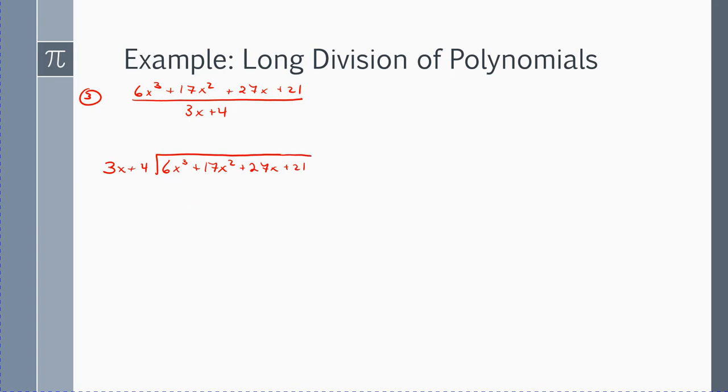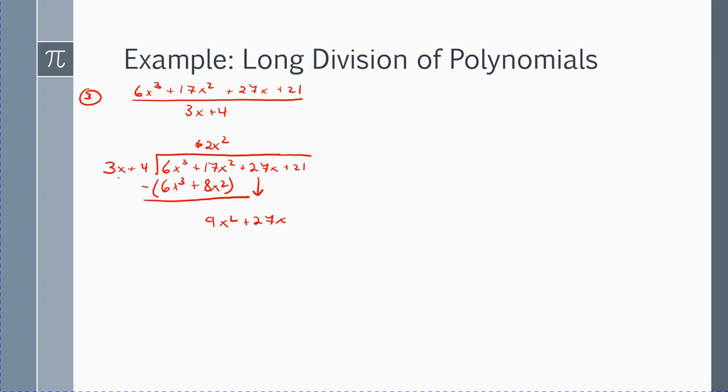All right, so to start, okay, take your 3x. What is 6x cubed divided by 3x? Well, that gets me 2x squared. So 2x squared times 3x gets me 6x cubed. 2x squared times 4 gets me plus 8x squared. So now I'm going to subtract. 6x cubed minus 6x cubed goes away. Let's see. 17x squared minus 8x squared gets me 9x squared. I'm going to bring down the 27.